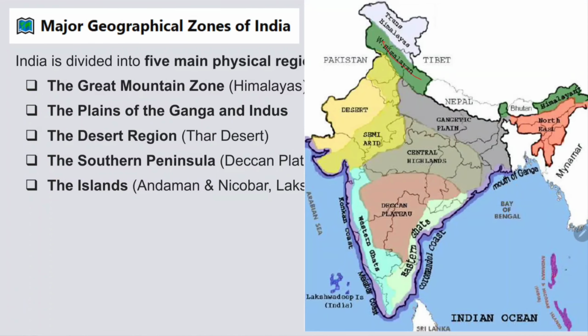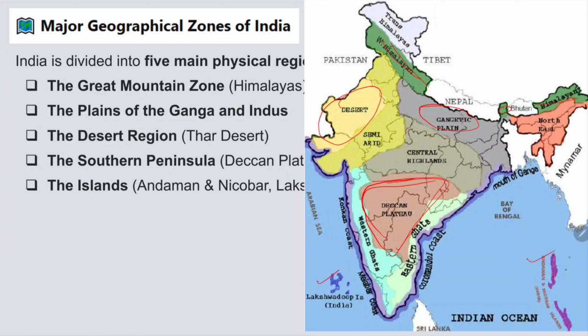This is the Himalayan region. See the green part here. All this green part is the Great Mountain Zone, and the Gangetic Plain is here, and the desert region is here. And the southern peninsula, the Deccan Plateau, is here. It is formed in a triangular shape, and the islands are here, Lakshadweep Island and Andaman and Nicobar Island. Both these islands are also a part of India.